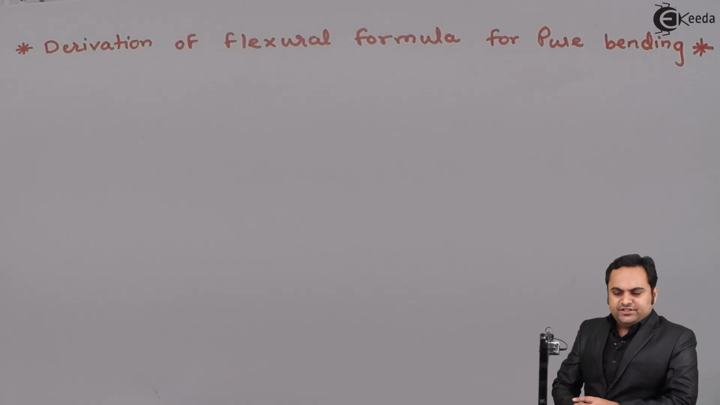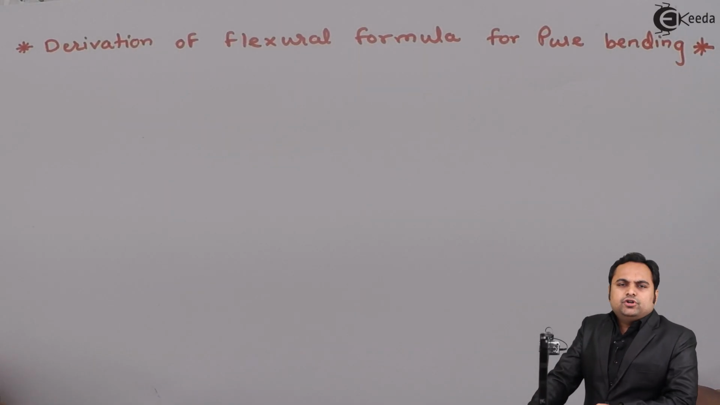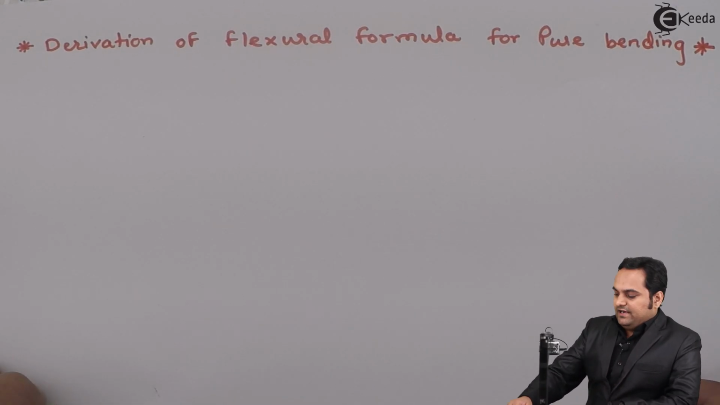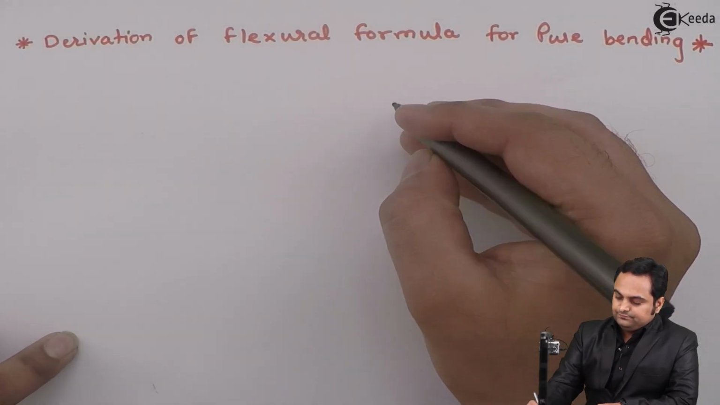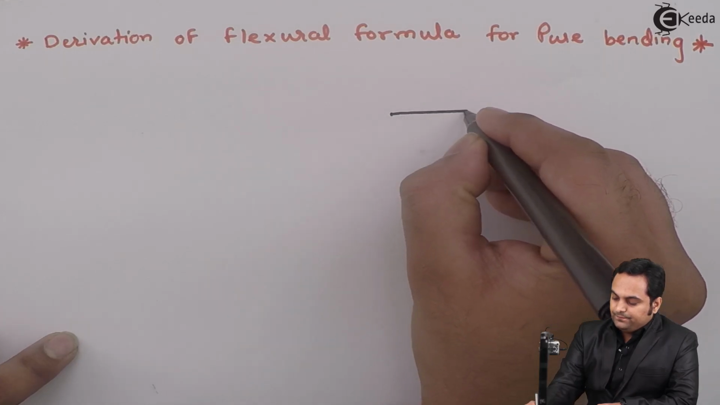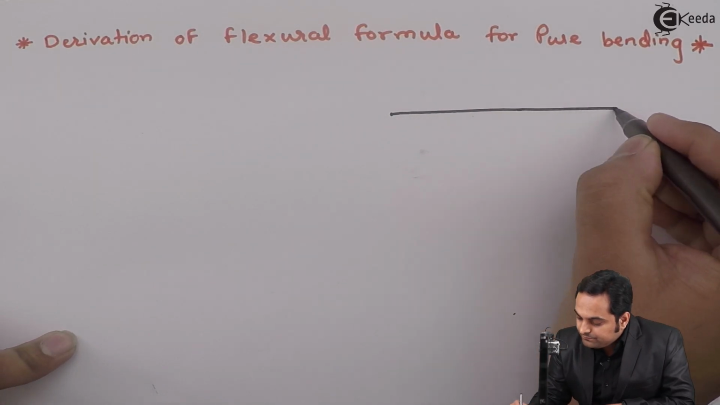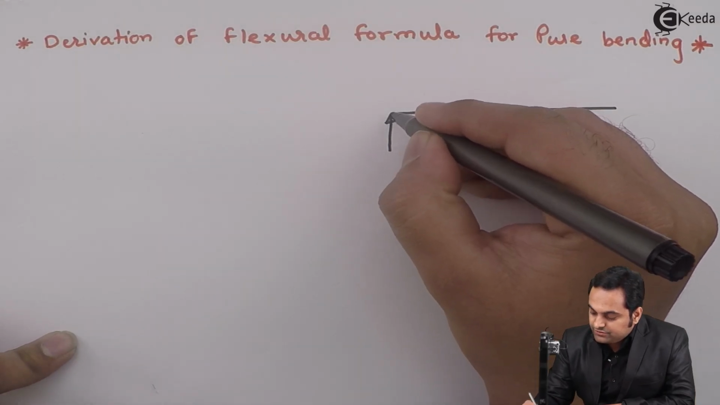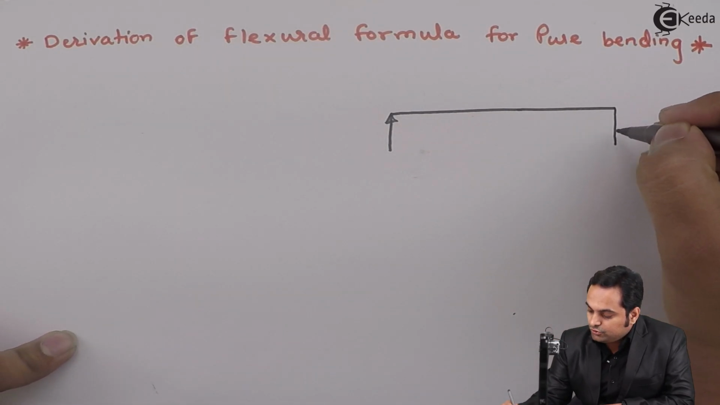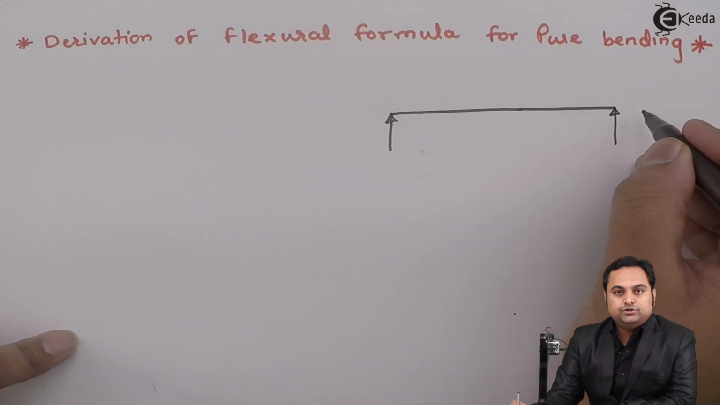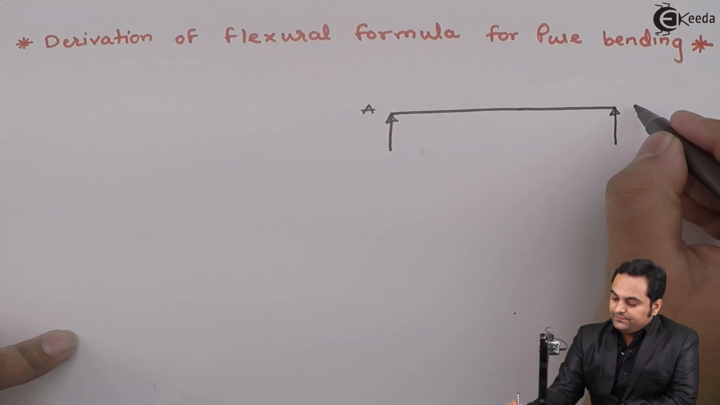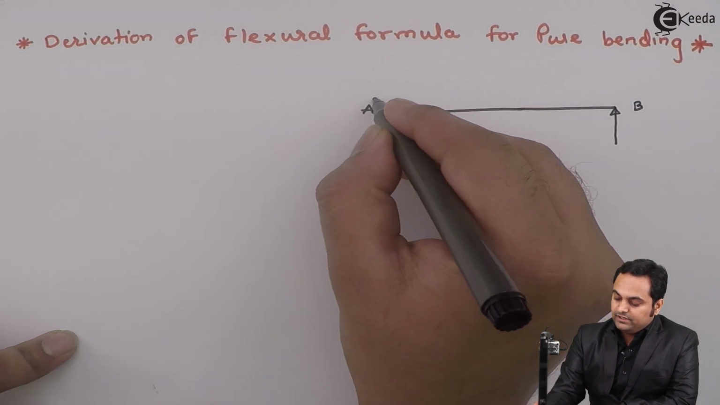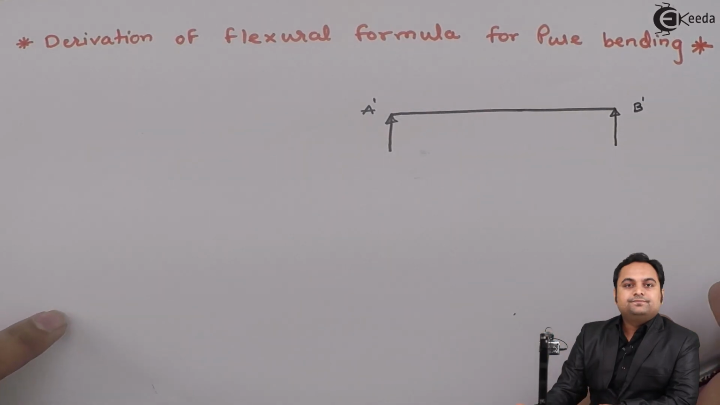Hello friends, here in this video we will see a derivation of the flexural formula for pure bending, and for that purpose here I will draw the diagram, considering a beam which is simply supported at its two ends. Here we have the horizontal beam which is supported; I will say these are ends A and B, or I can say ends A dash and B dash.